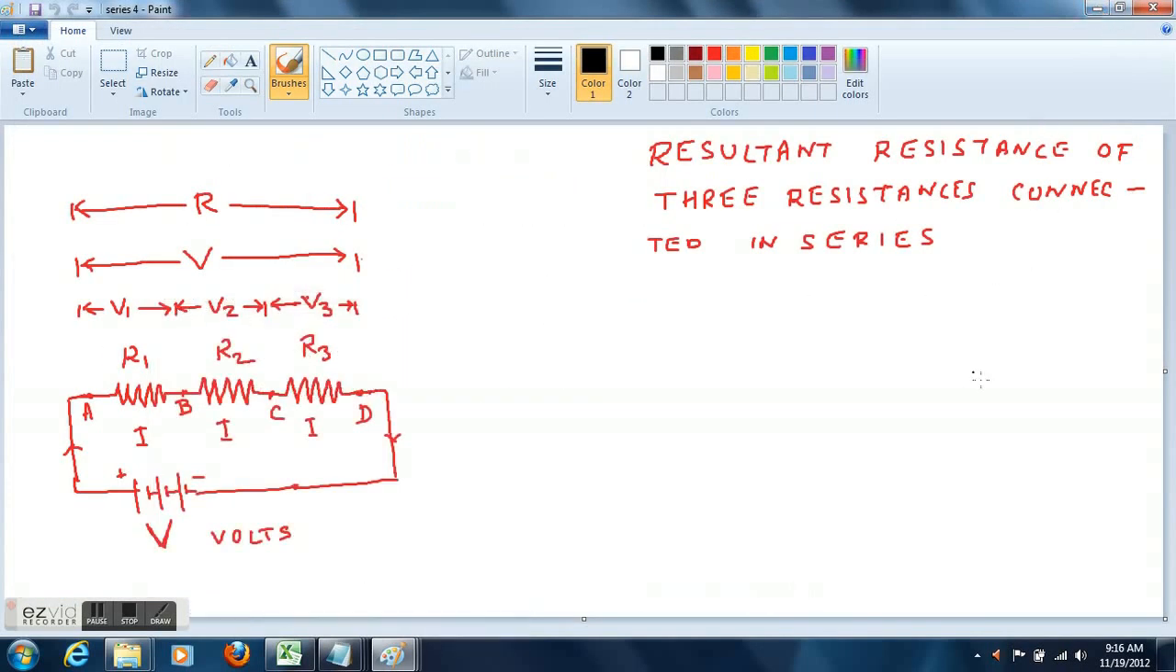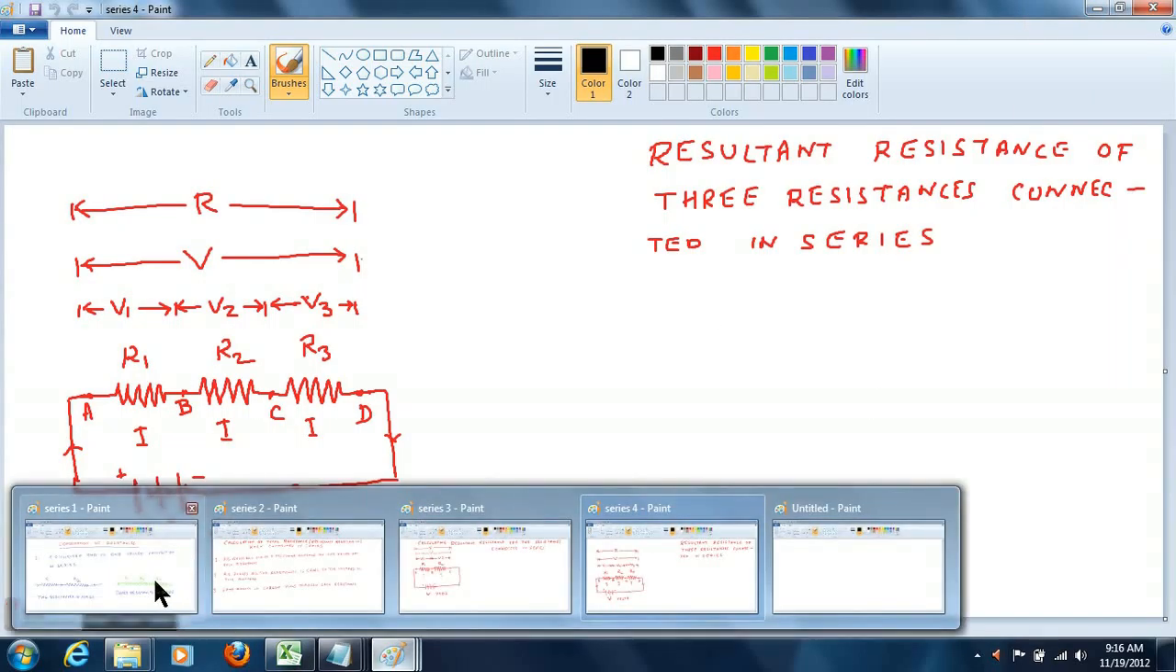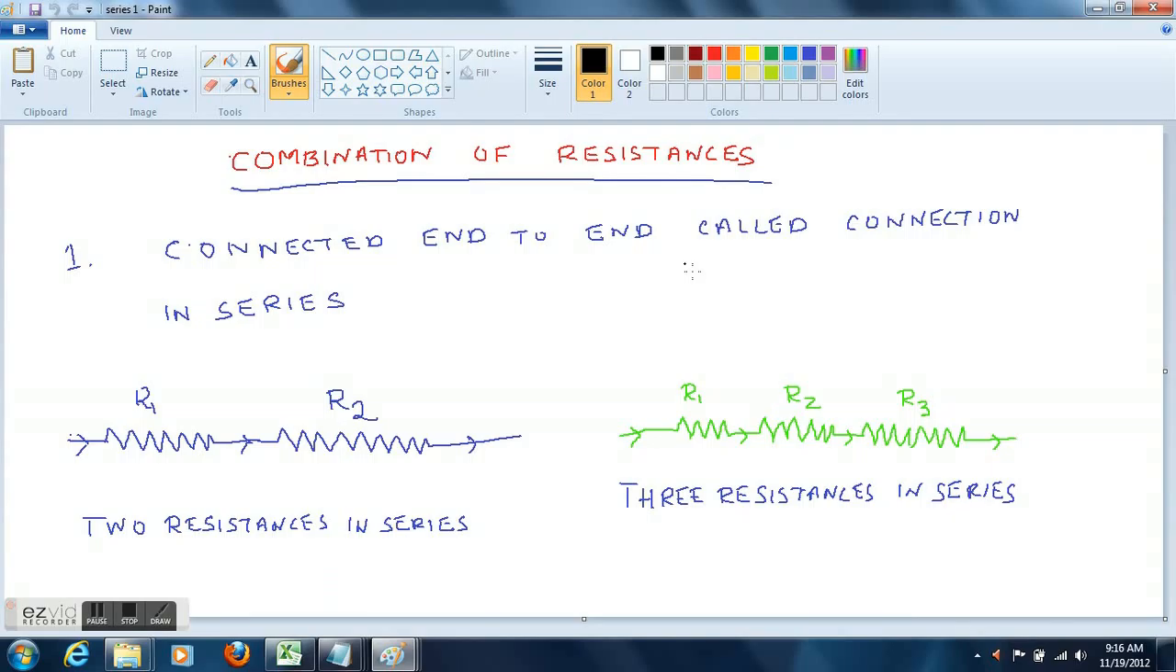Welcome to the next tutorial on electricity. In this tutorial, we will be discussing how the current flows when the resistances are connected in series.